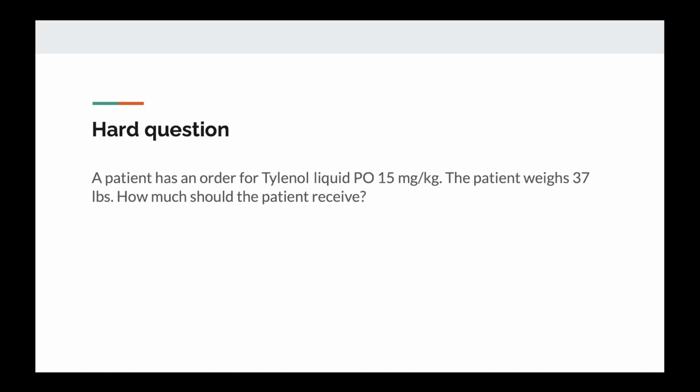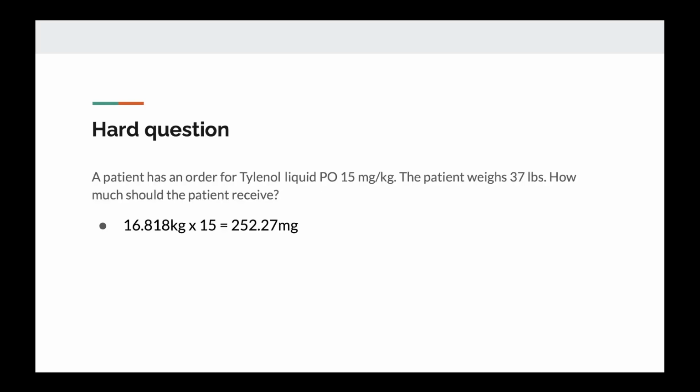So let's go back to the question. The patient has an order for Tylenol liquid 15 mg per kg. The patient weighs 37 pounds. How much should the patient receive? So let's take the 37, and what do we do? We divide by 2.2, which we're going to get roughly 16.8 kilograms. And again, in this situation, don't clear your calculator. Just use the dosing that you have until the very end, and then you round however your school tells you to round, whether that's the tenths or hundredths.